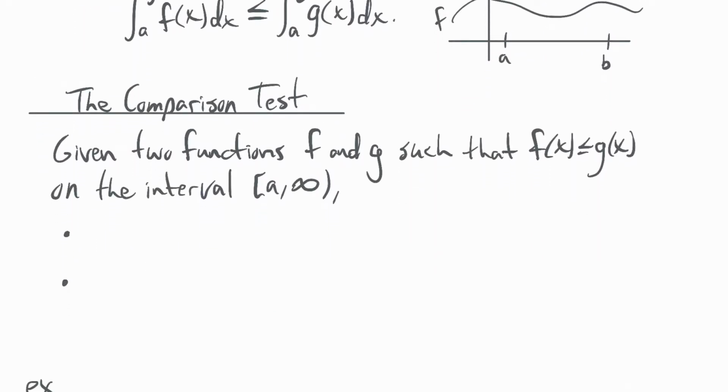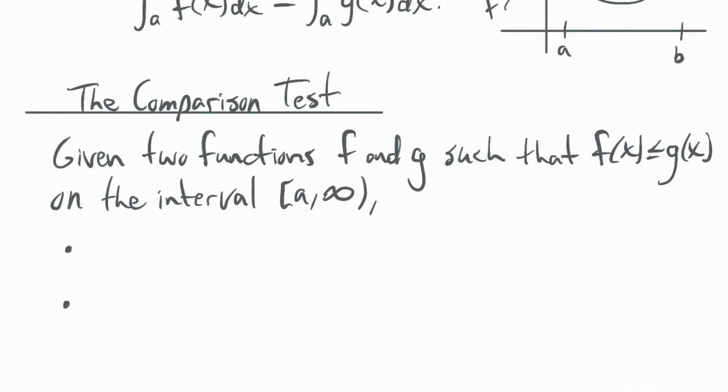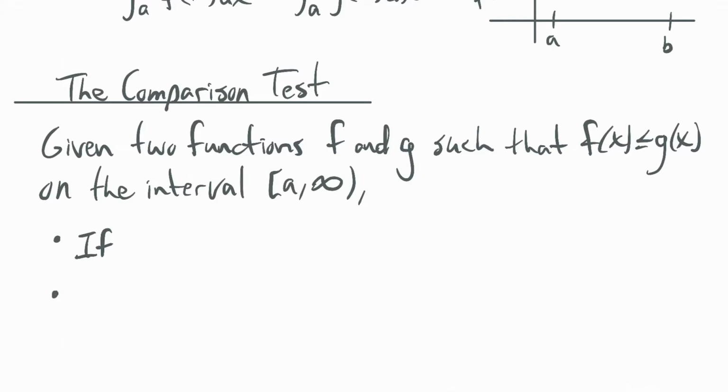So given two functions, f and g, such that f of x is less than or equal to g of x on the interval from a to infinity, so we're looking at an improper type 1 integral. This is also relevant to type 2 integrals, but we'll end up not using this for type 2 integrals, only for type 1, at least in the future chapters. A homework problem might involve this, but you apply this same concept. So if the lesser function has a divergent integral, then the greater one would have to as well.